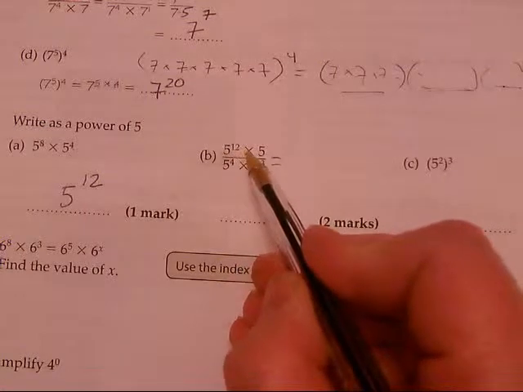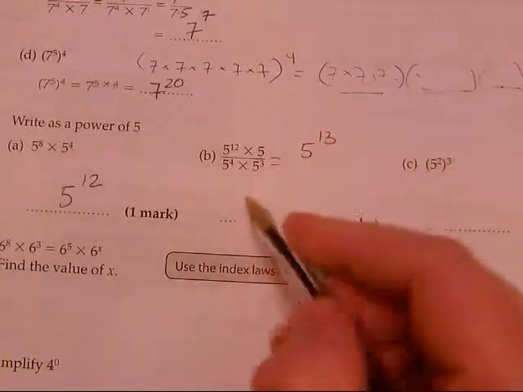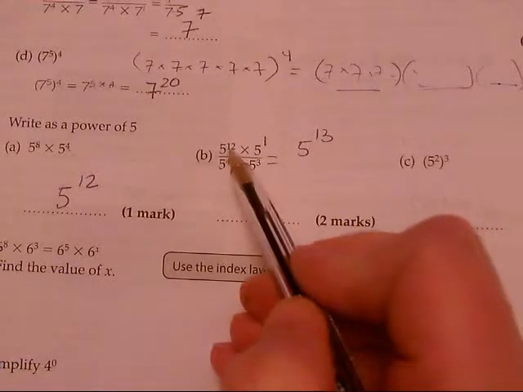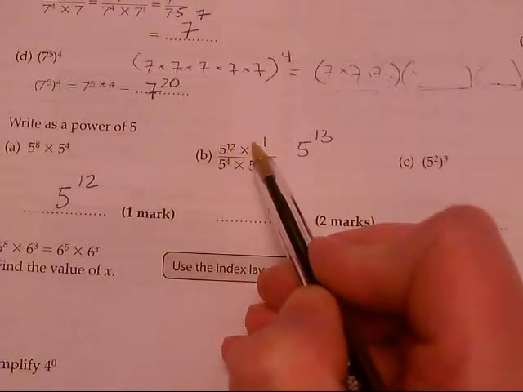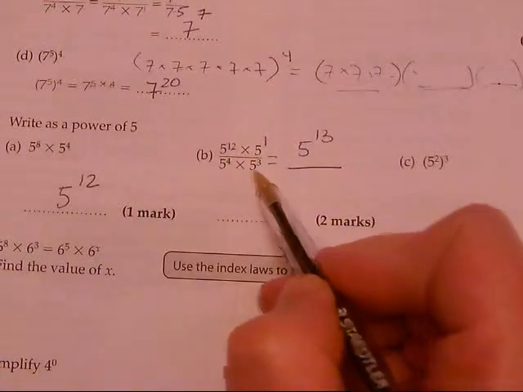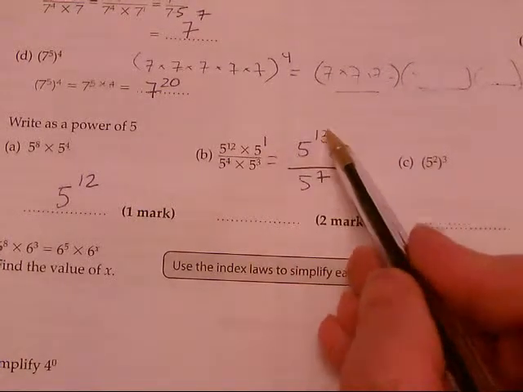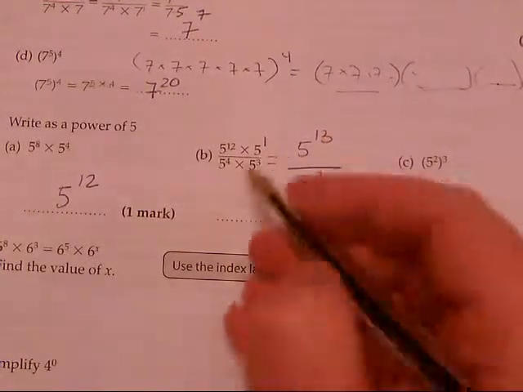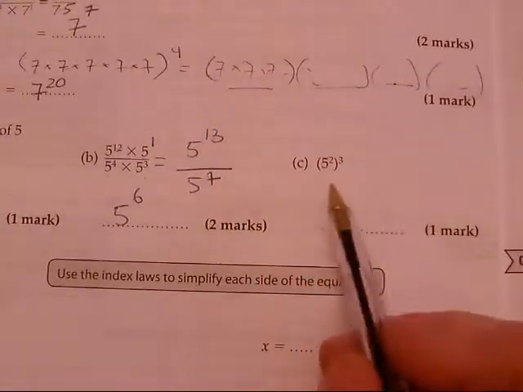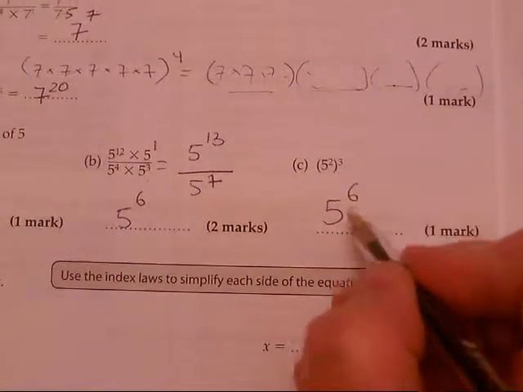Alright, here we need to do it step by step. On top we multiply powers of 5, so we're getting 5 to the power of 13. Why 13? Because this 5 can be written as 5 to the power of 1, right? And so we add the indices, 12 plus 1 is 13. Over 5 to the power of 4 times 5 to the power of 3, which is 5 to the power of 7. What do we need to do? We need to subtract the indices, right? 13 minus 7 is 6. That's it. Done. Here we have a power of another power, so we'll get 5 to the power of 6.